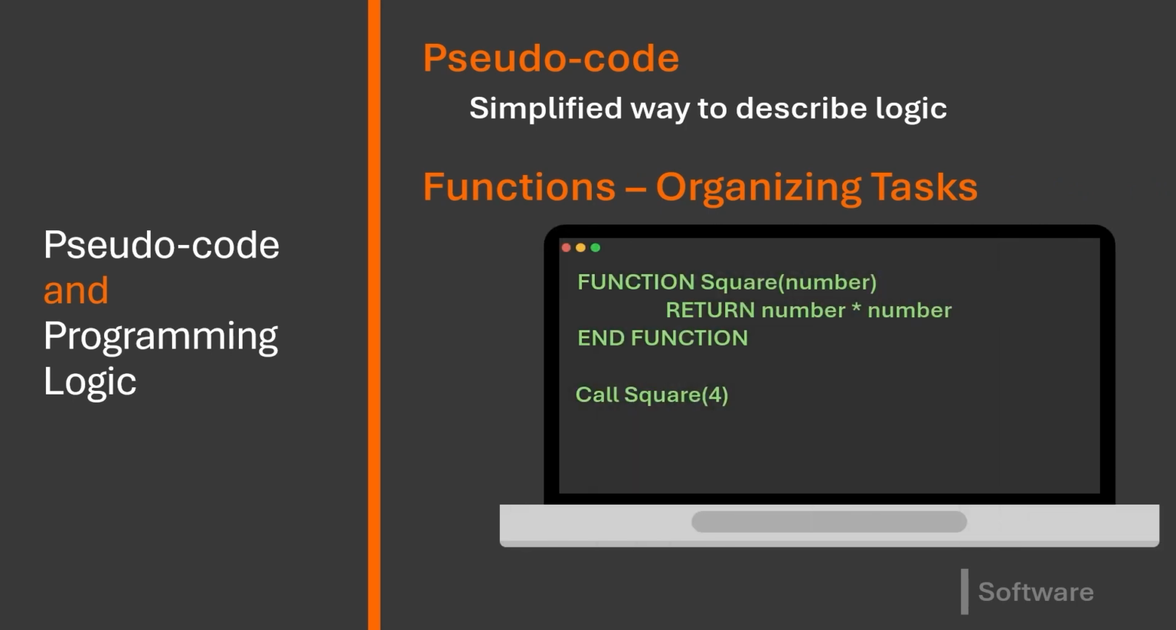Functions allow us to reuse code efficiently by grouping related instructions into a single unit. So for example, if we frequently need to calculate the square of a number, we can create a function as we can see on the screen. So instead of writing number times number every time, we can just call square of 4 and it will return 16. Functions help keep programs structured and maintainable.